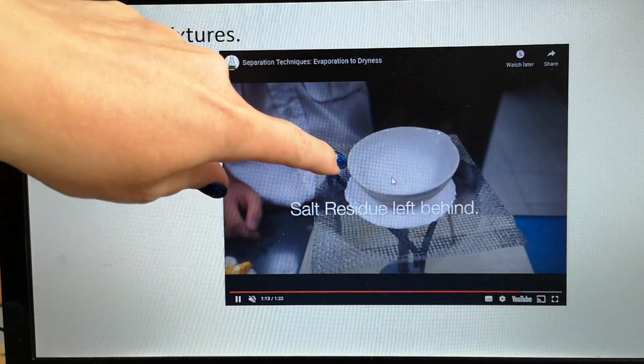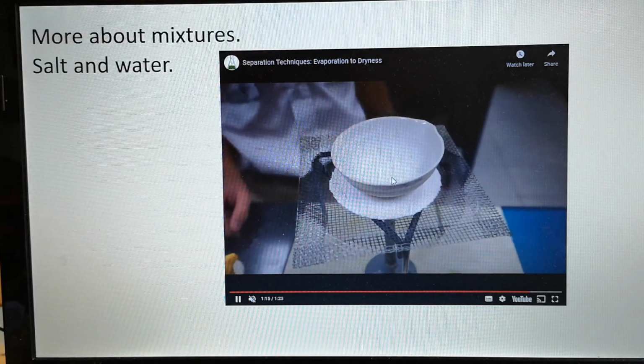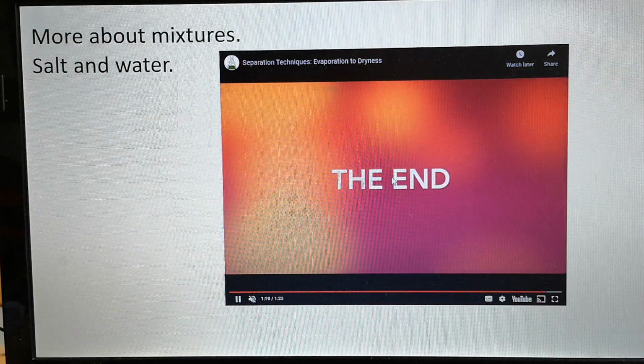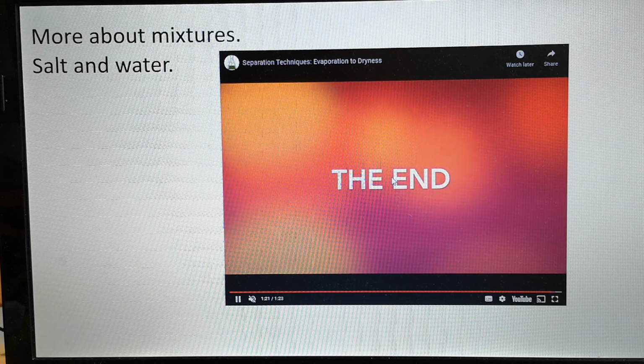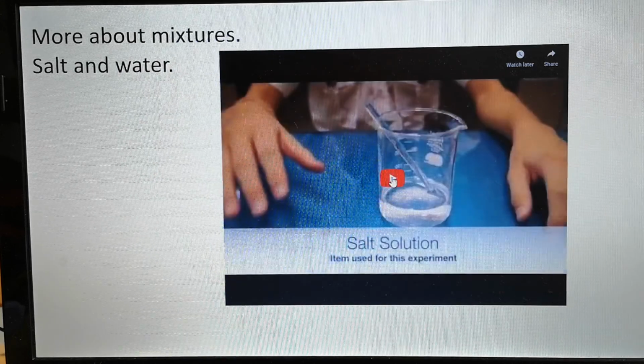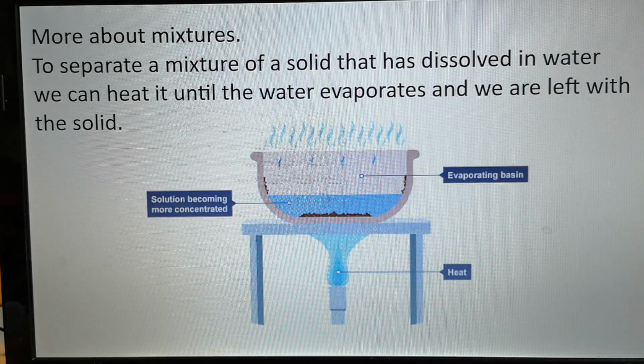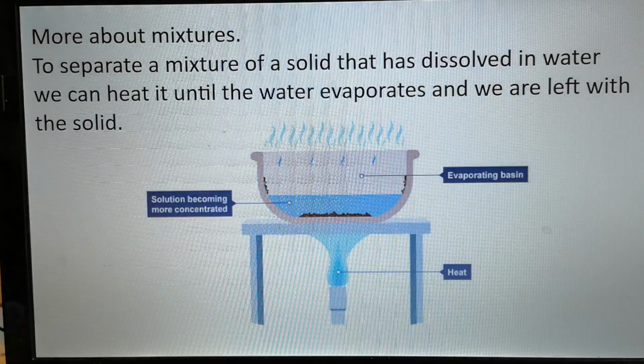So all these salt crystals are left behind, the water has evaporated off, so we have managed to separate that mixture. That works pretty well if you want salt. As you can see in the picture here, to separate a mixture of a solid that has dissolved, that is soluble, we heat it until the water evaporates and the solid is left behind.